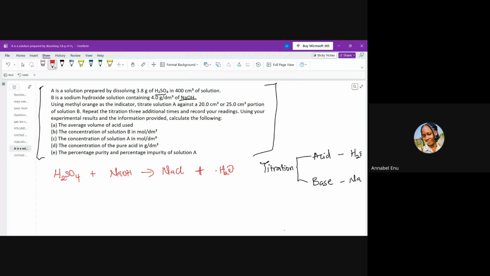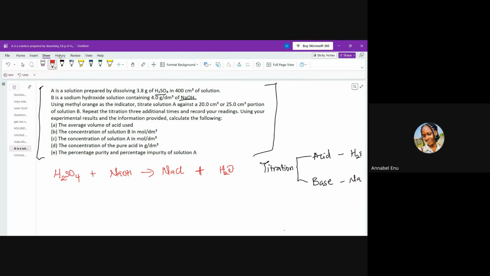Okay, plus water. So the next thing is to balance your equation, of course. To balance this, we have our hydrogen in the reactant as 2, 3, and the product is not up to that. So let us also see if our sodium is balanced.